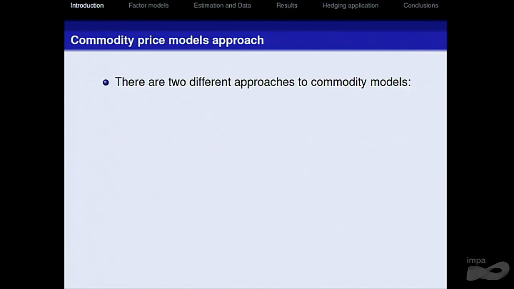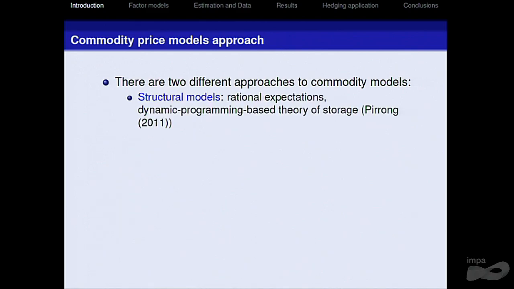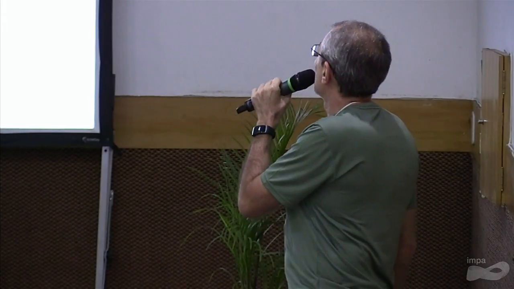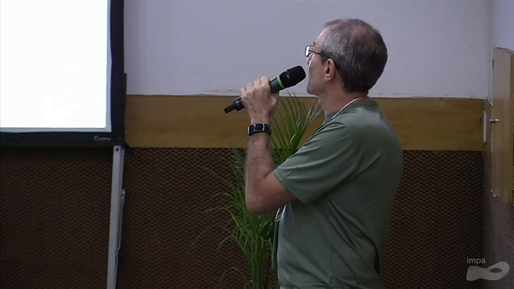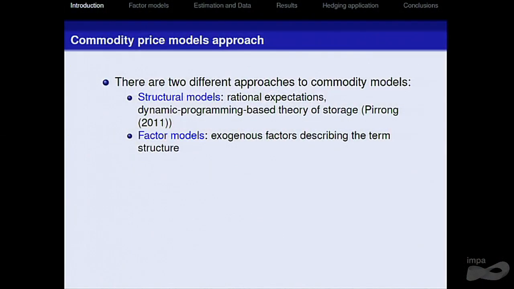To model commodity prices, there are two different approaches. Basically, we can divide between structural models that are based on rational expectations, dynamic programming, and theory of storage, and factor models, which are exogenous factors describing the term structure of commodities. Under these factor models, which is the case we are studying, there are a lot of works.